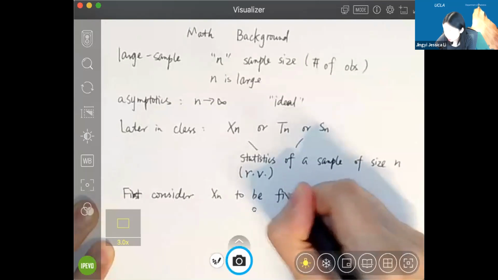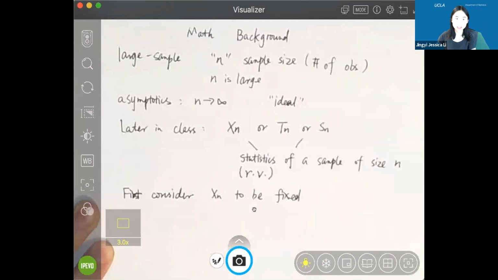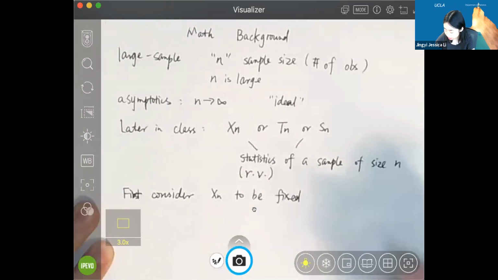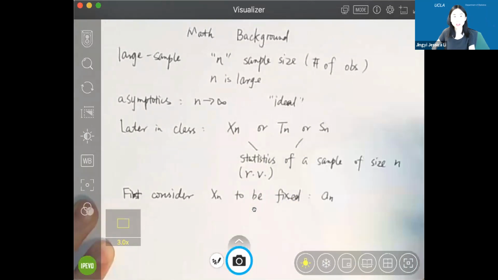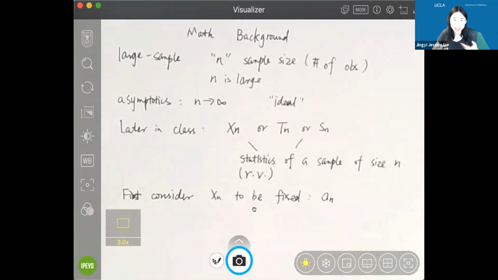So we just ignore the randomness of each statistic. We consider it as a constant, but still we get a series. Let's call that an. In mathematical statistics, when we use lowercase notations like a, b, c, d, those are referring to constants. And if we talk about random variables, we often use capitalized X, Y, Z, S, T. So capitalization suggests random variables, and lowercase notation suggests fixed constants.